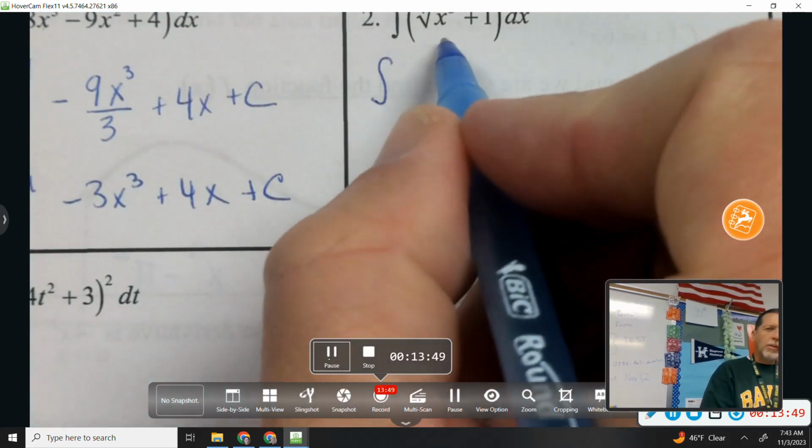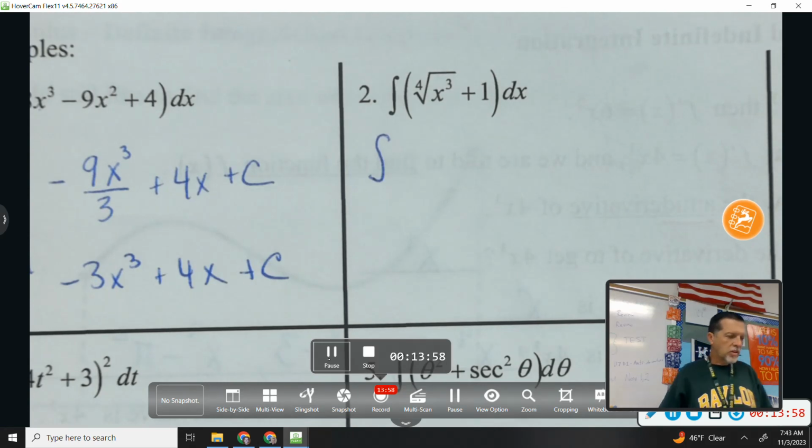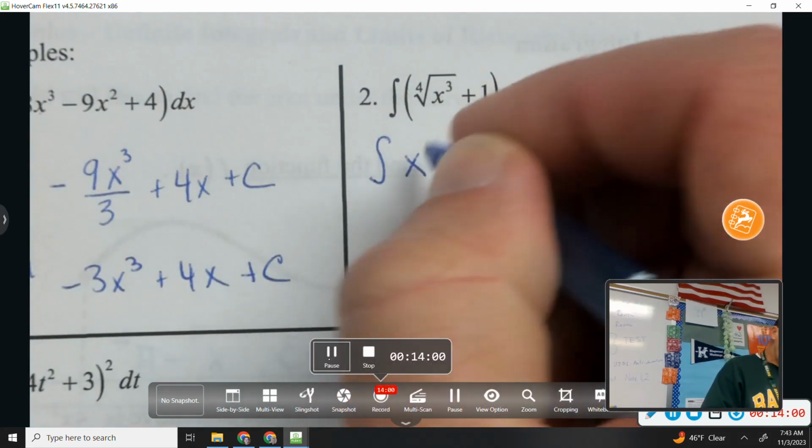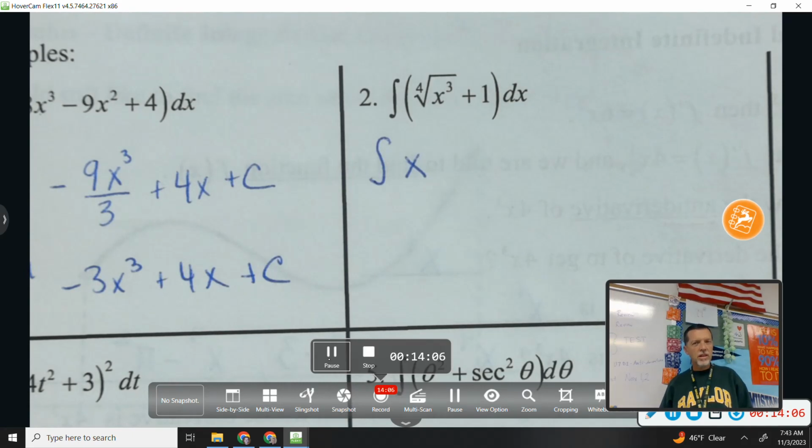Okay, we've run into this root thing before, and we don't do derivatives of roots, and we don't do antiderivatives of roots. We much prefer powers. So what power is the 4th root of x cubed? How could I write that as a power? X to the 3/4.